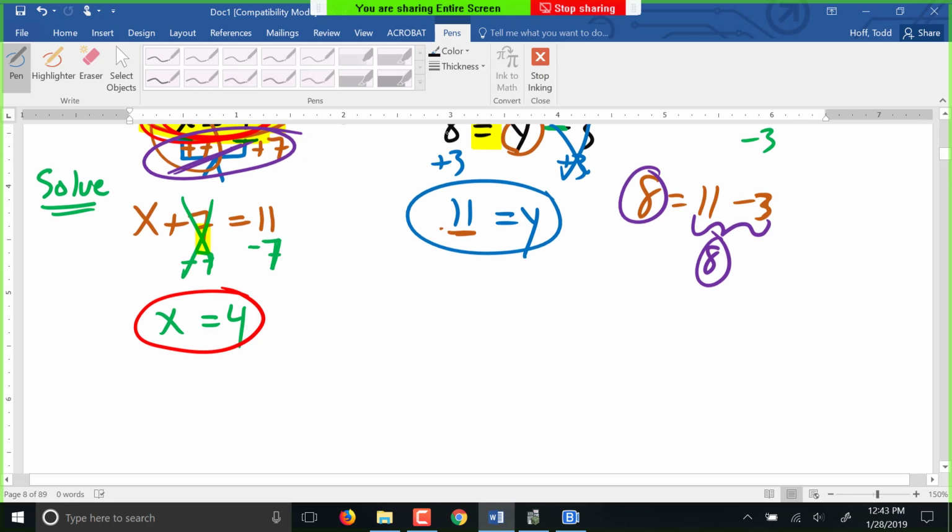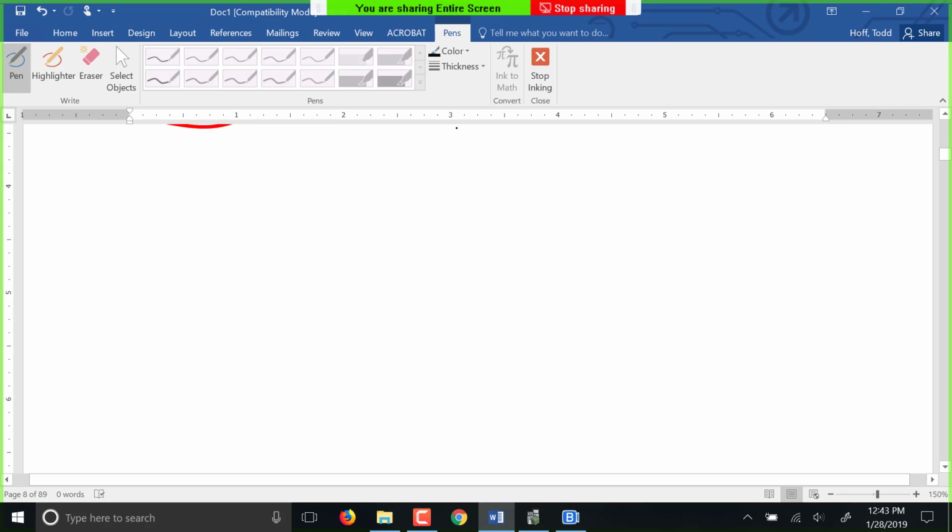Well, those first couple are pretty boring. Most of the time, we're going to work with equations that look something like this: 3x minus 7 equals 41.